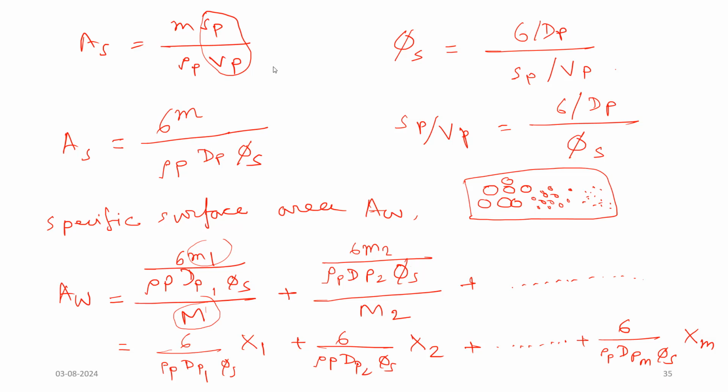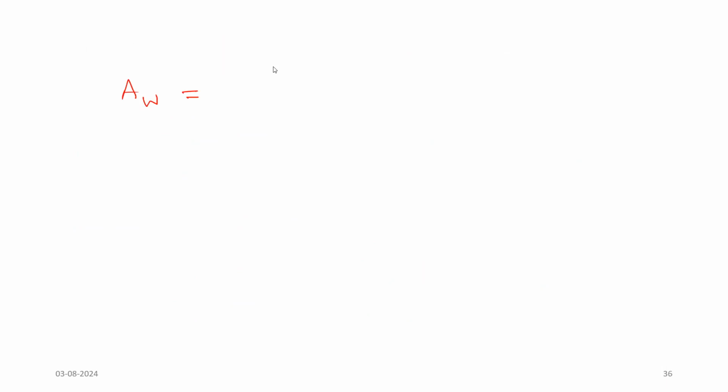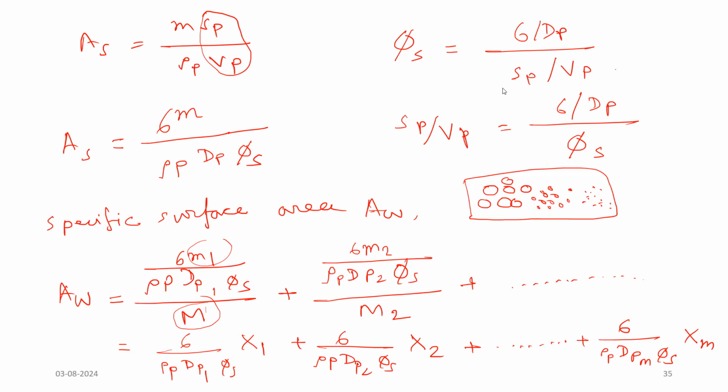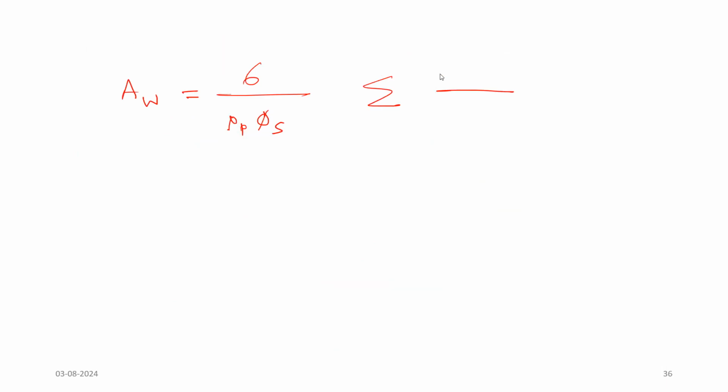Now, how will you write it in summation? In summation, we will write the total specific area of individual particles. You can see that 6 by rho p phi s is nothing but a constant. So we will take it out, 6 by rho p phi s, and we will do summation here: summation of xi by dpi, i equals 1 to n. So this is the formula of specific surface area.